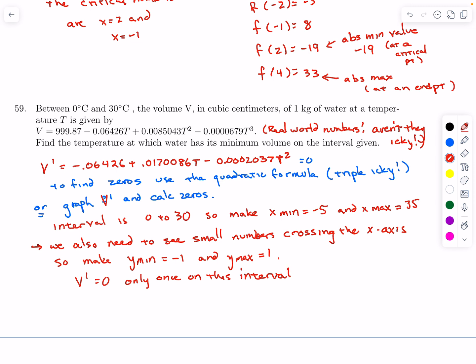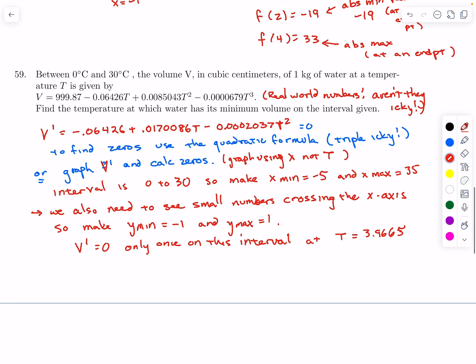Now, incidentally, we're going to graph using x, not t, right? Calculator's stupid, it can't deal with t.